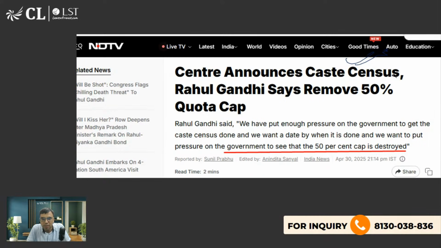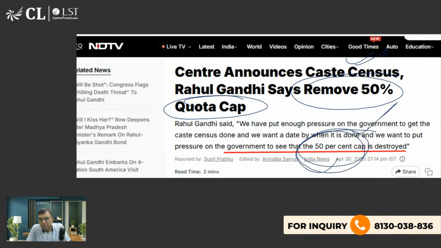And Rahul Gandhi says remove the 50% quota cap. Now what is this? Can anyone tell me what this is? And who inserted this provision?